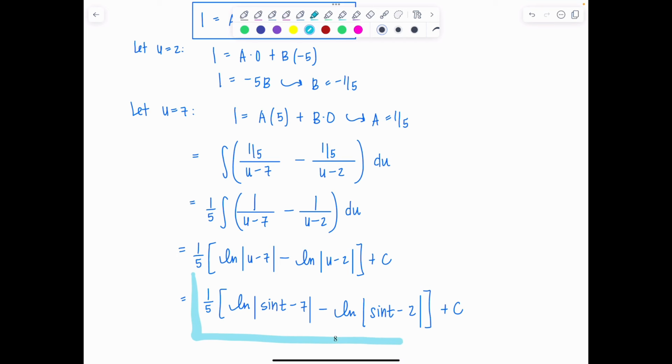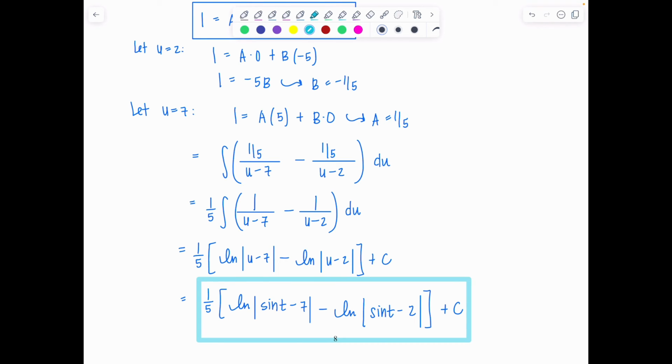I don't care. You can distribute the 1/5. I don't care. You could use log properties and combine. Some of them did that. Whatever. Have at it. You just have to at least be back in terms of the original variable to get full credit on the problem. Okay? Good? Yeah, a lot of people did that one fine.